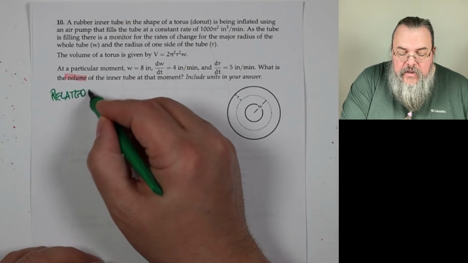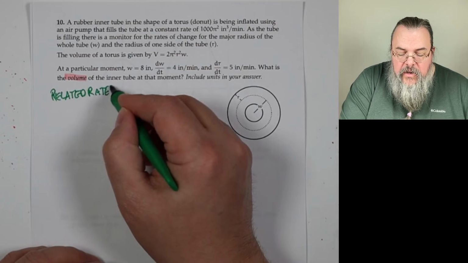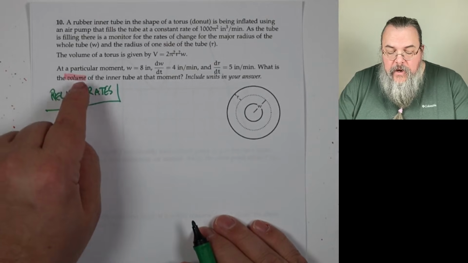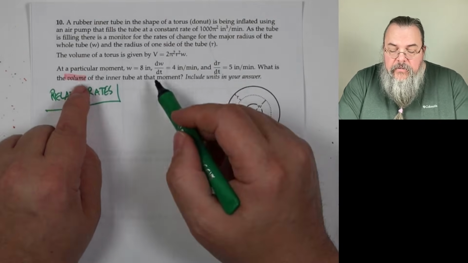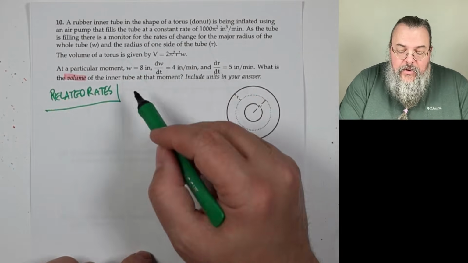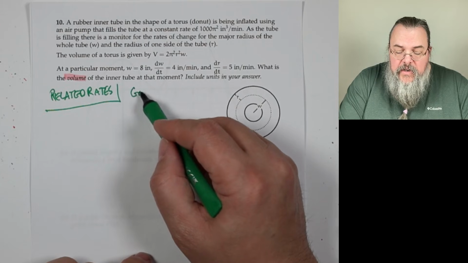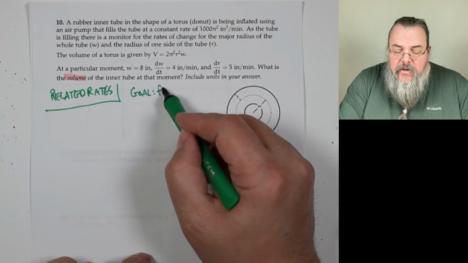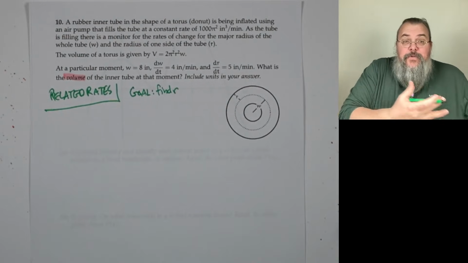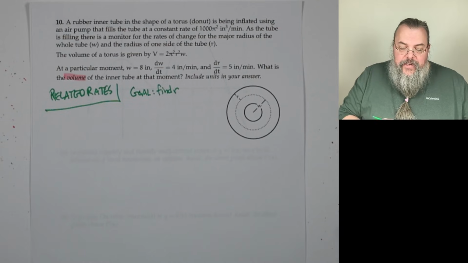All right, well, that's just part of the story, though. Let's see what we need. We know we need to get volume. To compute volume, we need W, which we have, and we need R. Okay, so we kind of have a goal in mind. Find R. So how are we going to do that? Well, that's probably where we're going to have to dig into our related rates.